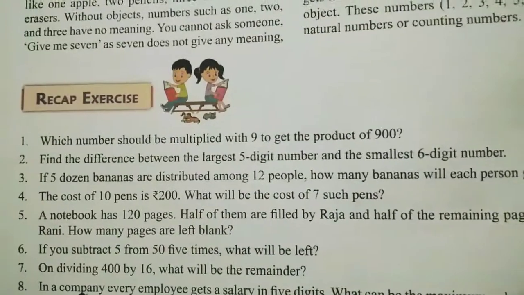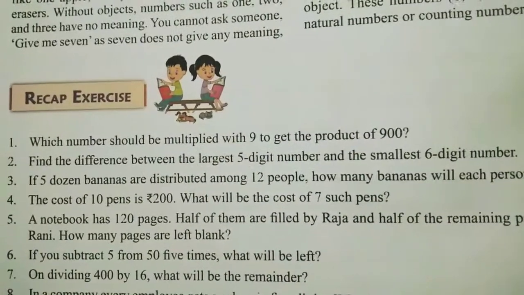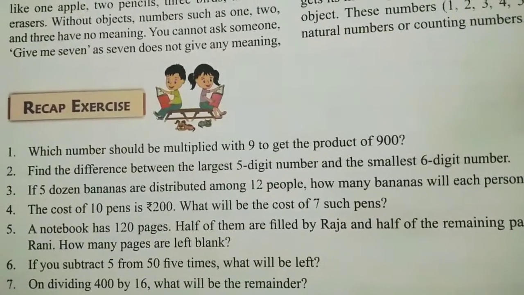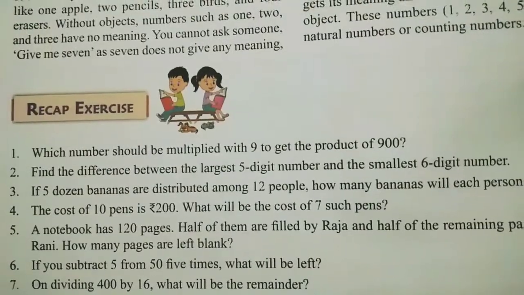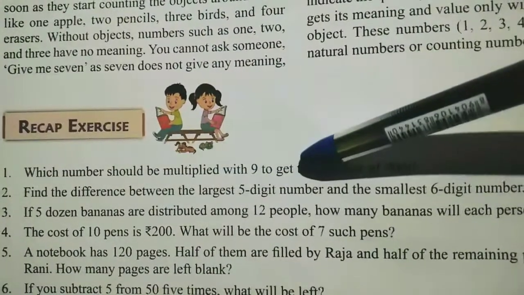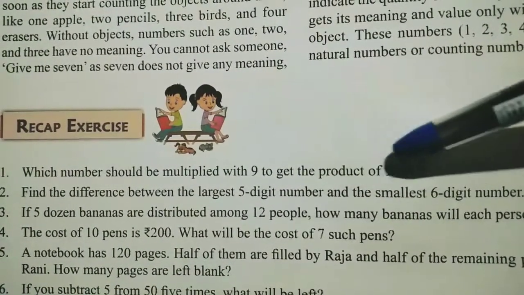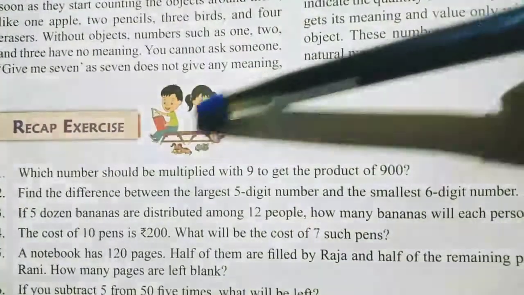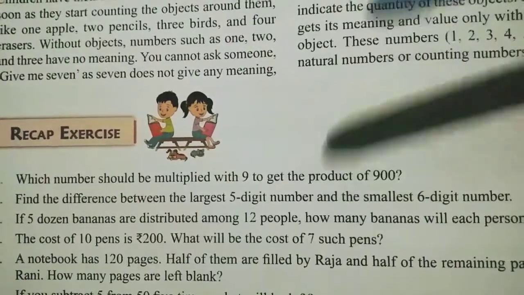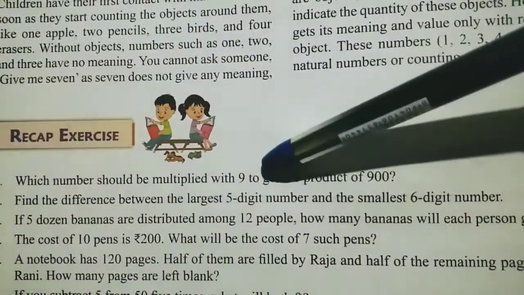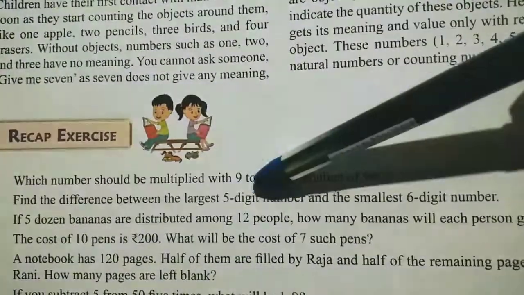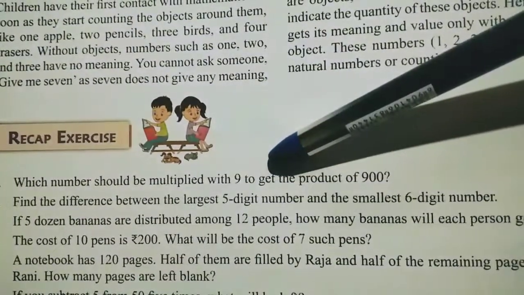Now we are going to start the recap exercise. In the recap exercise, questions are given which you have done in your previous class. So again, for your knowledge, do it. Question one: which number should be multiplied with 9 to get the product 900? That means what number you multiply with 9 so that the answer will be 900. To find this, you have to divide 900 by 9. By oral method also you can say.